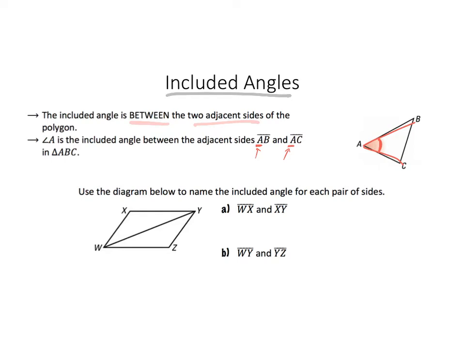For example A, we are told that WX and XY are what we are looking for the included angle. So that is right here. That vertex is X, so we can call this just angle X. In example B, we're looking at the angle included between XY and YZ, which is this angle here, and so that is angle Y.